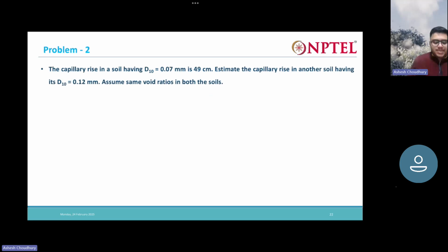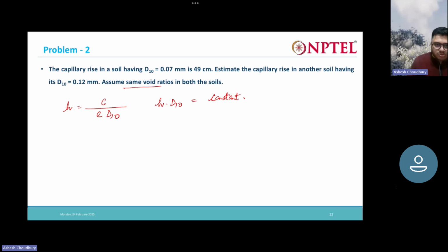Now let's see. The capillary rise in a soil having the effective size as 0.07 mm is 49 centimeters. Estimate the capillary rise in another soil having its effective size as 0.12 millimeter. Assume same void ratios in both soils. Now you know the height of capillary rise in a soil is given by this C over e times D10. Now we can say this h times D10 is equal to a constant, because void ratio is same and C is a constant for this type of soil.